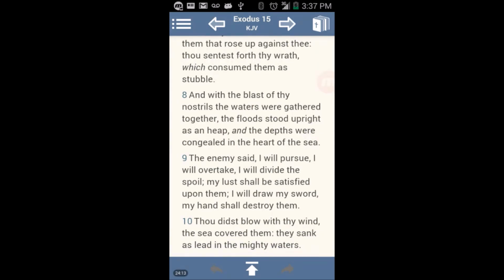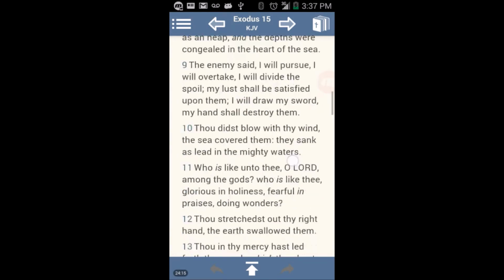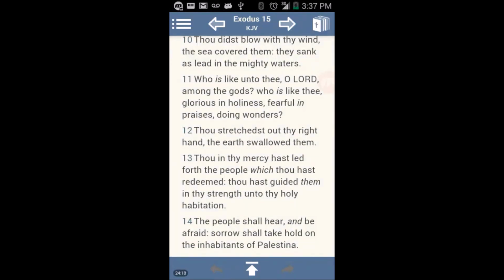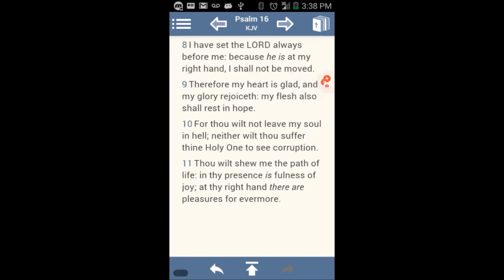Now watch this. Skip down to verse 12. Thou stretchedst out thy right hand, and the earth swallowed them. So the Most High stretched out his right hand, and the earth swallowed them. Keep in mind, Psalm 16:8: I have set the Lord always before me, because he is at my right hand, I shall not be moved. As you can see, I have set the Lord always before me. Why? Because he is at my right hand.